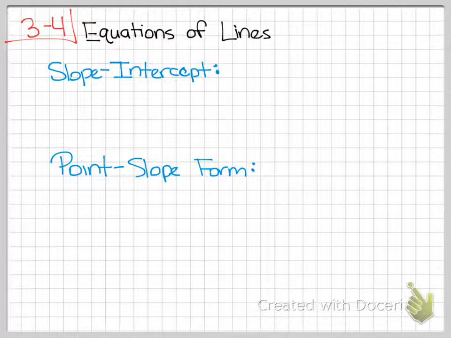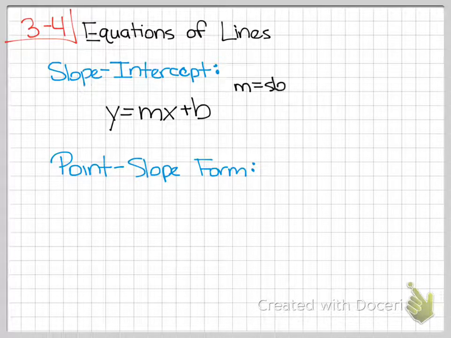So there are two very commonly used forms of equations of lines, the first being slope-intercept. Slope-intercept form is y equals mx plus b. So we've already discussed that m is the slope of the line, but b is the y-intercept.